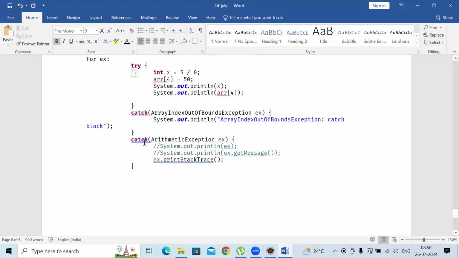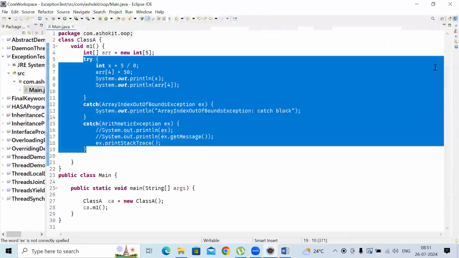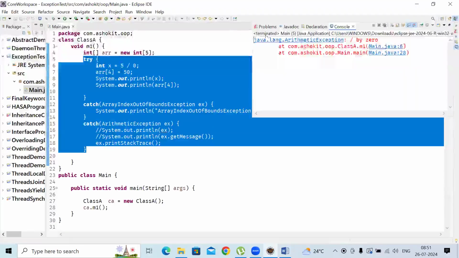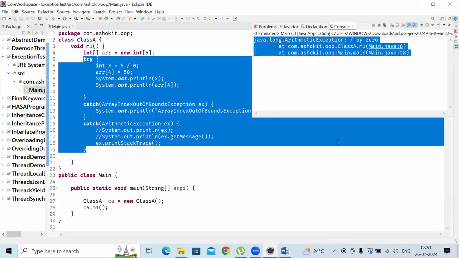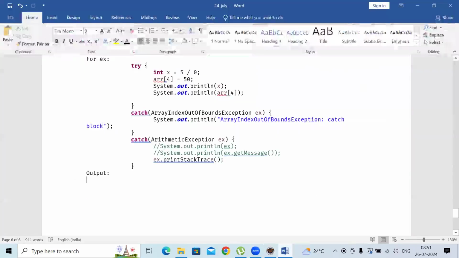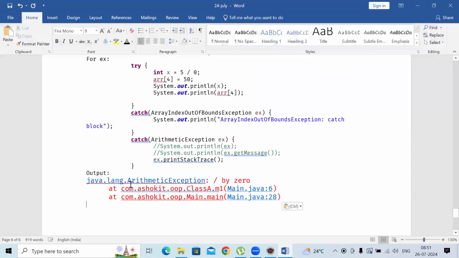Here, I will also write the output so that you can at least identify what the stack trace of the exception is. Now, this is going to be the stack trace of the exception. This is only for your information, guys. So here you can see, this is the class name, this is the message, this is the method call stack, and these are the line numbers.